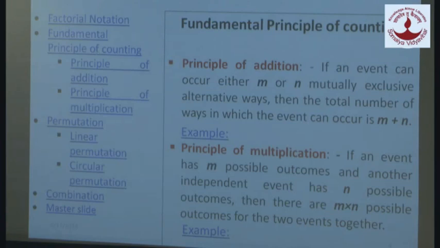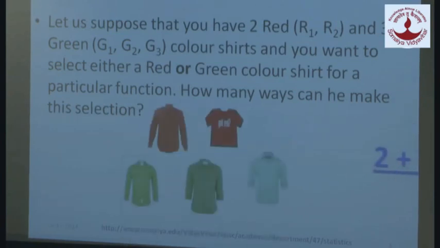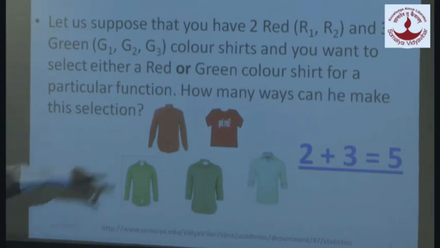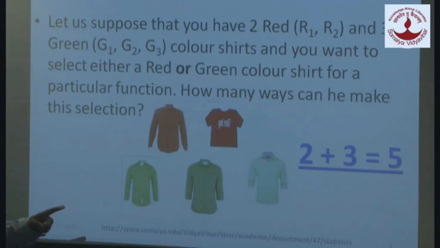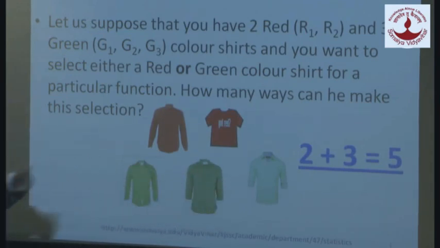See, the example is: let us suppose that you have 2 red shirts, R1 and R2, and 3 green shirts, G1, G2, G3, and you want to select either a red or a green shirt for a particular function. How many different ways can this be done? Either you select one of the 2 red shirts or one of the 3 green shirts. You cannot wear 2 shirts at a time; you will wear only 1 shirt at a time, so only one event can occur at a time. For red there are 2 possibilities, and for green there are 3 possibilities. So 2 plus 3 equals 5 different ways we can wear these shirts. This is the principle of addition. Whenever the word 'or' is used, we use addition, and this can be generalized for any number of events.